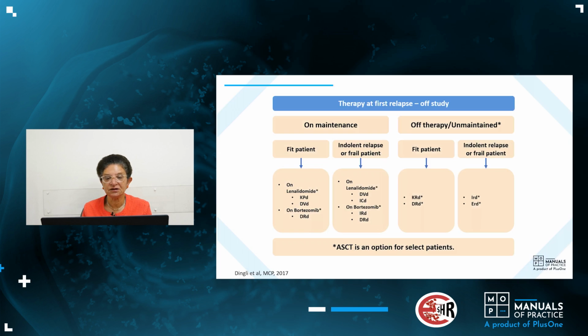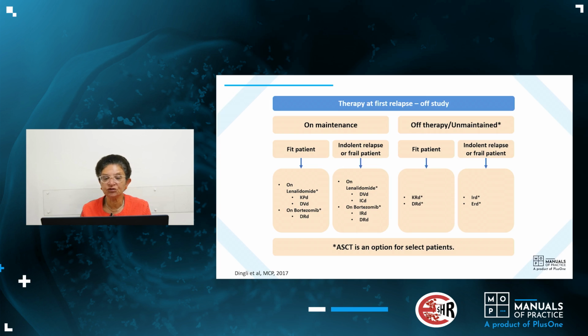And so this is the therapy at first relapse. And we look at the patient. Is he on maintenance therapy, or is the patient not on maintenance therapy? If he relapsed on maintenance therapy, we look at whether he is fit or frail, or if this is an indolent relapse. So if this is a fit patient, we look for a triplet including Kyprolis or daratumumab in combination with a proteasome inhibitor and dexamethasone, especially if the patient is maintained on lenalidomide. If the patient is maintained on bortezomib, then the addition of DARA to Revlimid and DEXA would be of benefit.